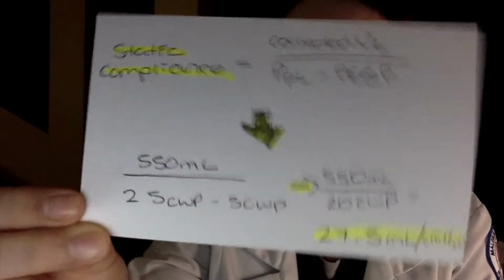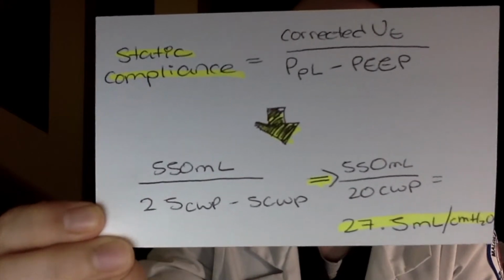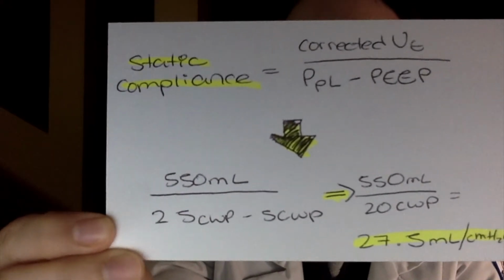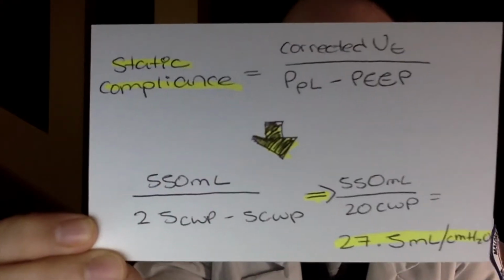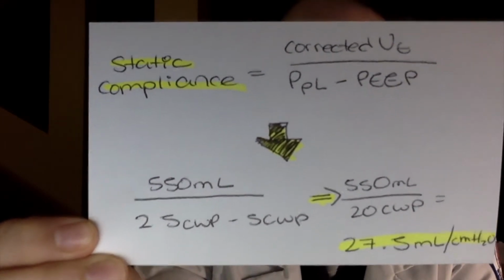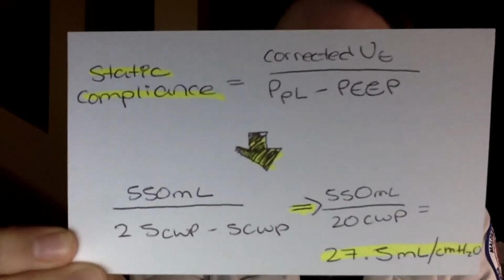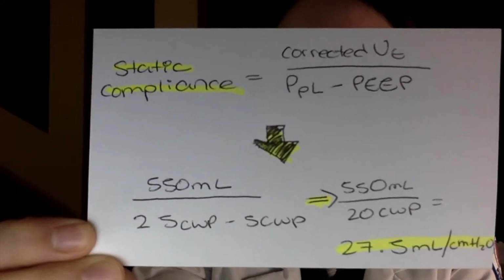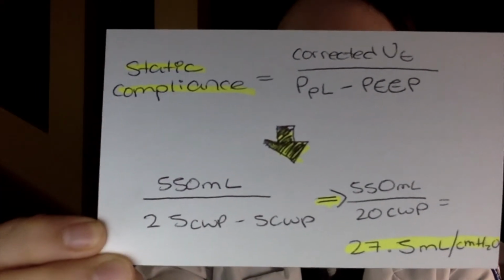Next, we have our static compliance, and remember that static compliance is a reflection of the elastic resistance of the lung and the chest wall. To get that calculation, we use the patient's corrected tidal volume over their plateau pressure minus their PEEP. In this case, it's 550 mLs over 25 minus 5 centimeters of water, and it gives us an answer of 27.5 milliliters per centimeter of water.